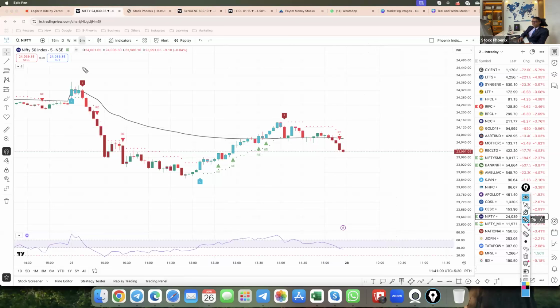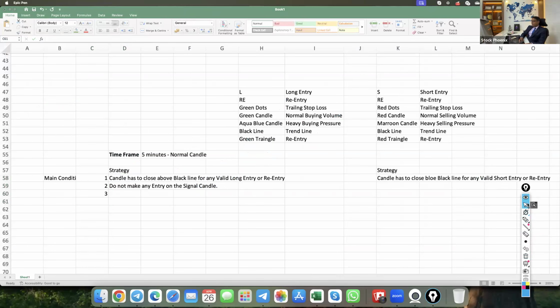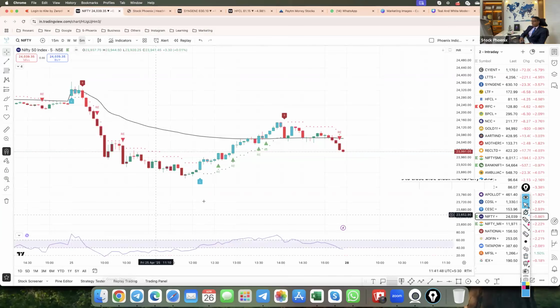This is called the signal candle. The next rule, rule number 1 completed, is: do not make any entry on the signal candle. Am I clear? Do not make any entry on the signal candle.